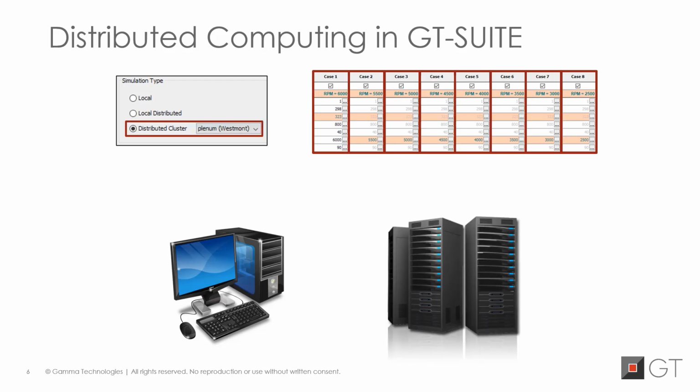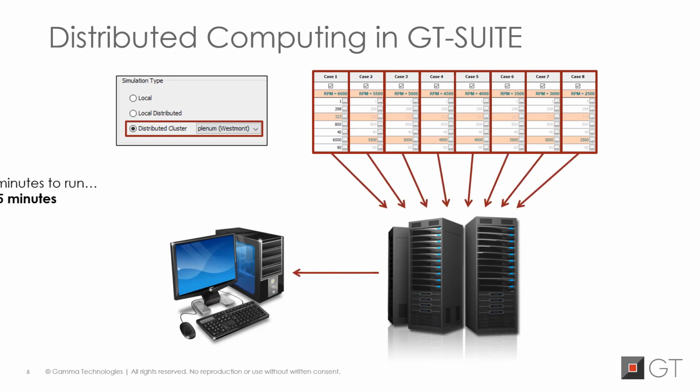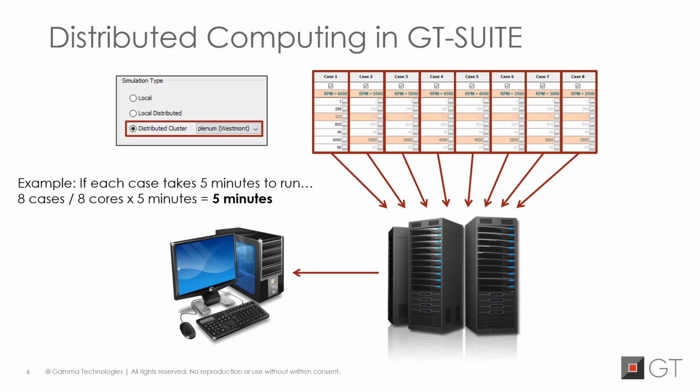If we take this one step further, the next option is a distributed cluster. This is typically a server or high-performance computing cluster found on premises at your organization, and typically has many more cores available for running simulations. Assuming we have at least 8 cores available, we could run all of these cases in parallel, so this entire simulation would complete within just 5 minutes.